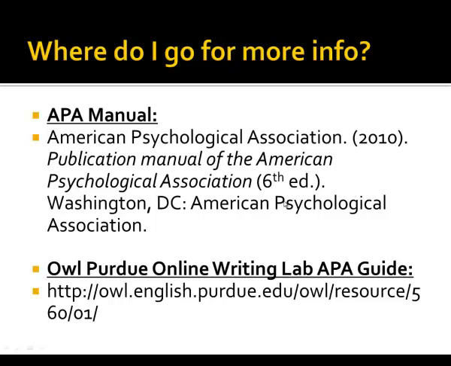Make sure that you're using the most up-to-date version, and currently that's the 6th edition, which was published in 2012. And this manual provides you with a lot of overview about some of the different references that we have not covered during today's session. Another great resource is the OWL at Purdue's Online Writing Lab APA Guide, and I've provided you with a web page that you can go to, and this includes a lot of great information about references and how to format them in a variety of different ways beyond the basics which we have covered during today's session.